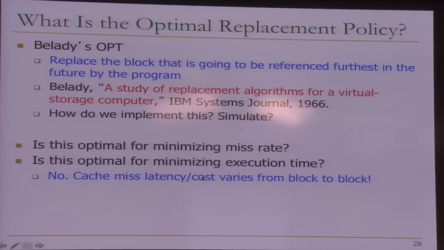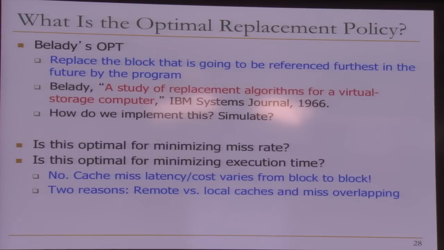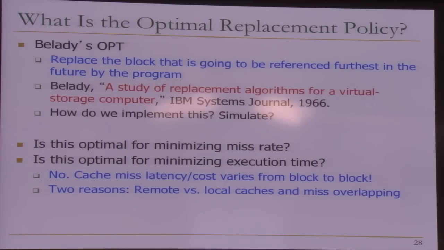Cache miss latency and cost varies from block to block. There are multiple reasons, but two reasons are remote versus local caches, as we've discussed, or your miss at this level can hit at some other level, and that other level may be different for different blocks. And you can actually have overlapping of misses, right? And I've discussed that also. Some cache miss may be overlapped with many, many other cache misses. So lots of cache misses are really stalling the processor only once. Whereas one other cache miss may be a lot more important. When that happens, it actually stalls the processor.